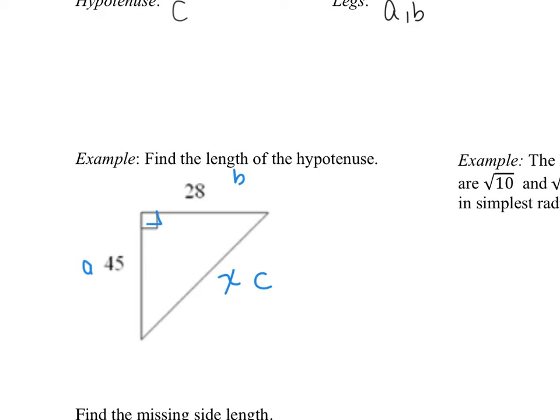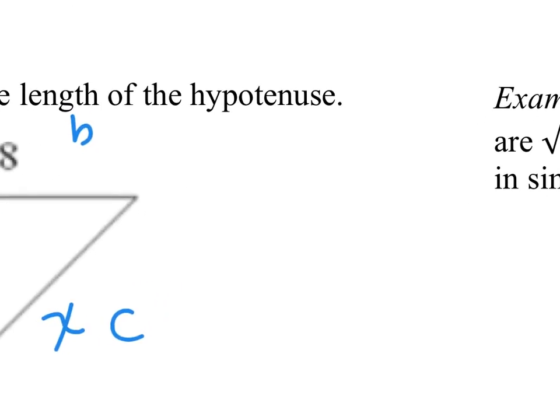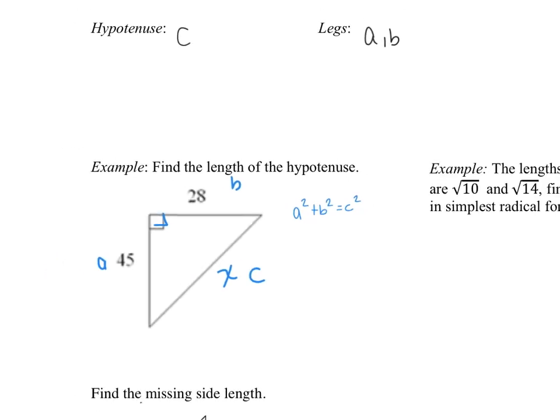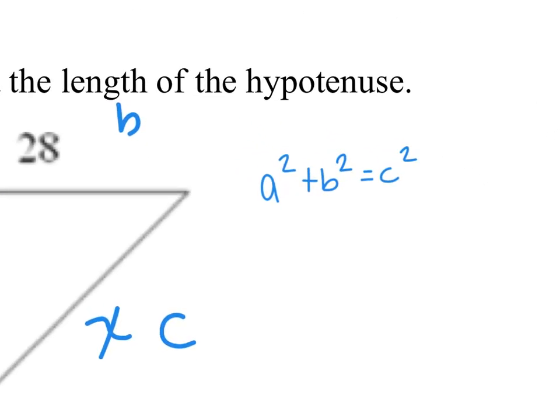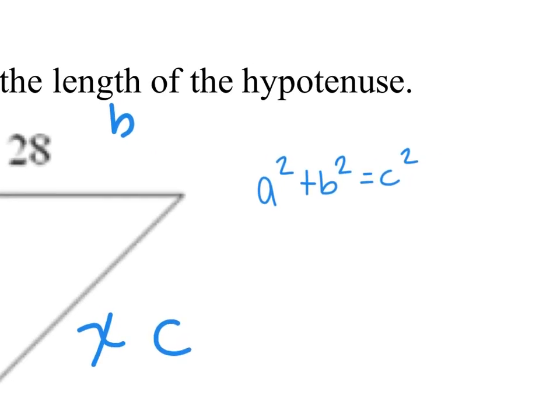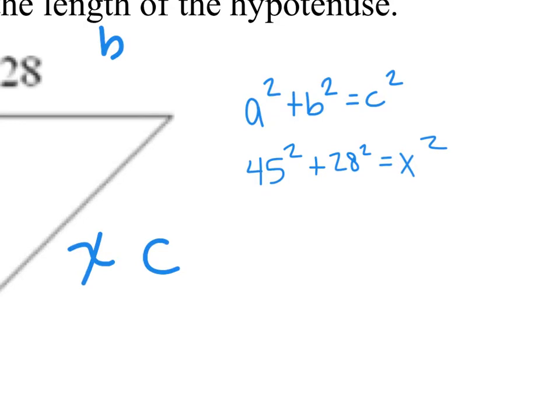So I just rewrite my theorem always. I rewrite A squared plus B squared equals C squared. I now substitute in my side lengths. I have 45 squared plus 28 squared equals X squared. I now need to ask myself what 45 squared plus 28 squared is. Well, 45 squared plus 28 squared is going to be equal to 2,809. So I have 2,809 equals X squared.